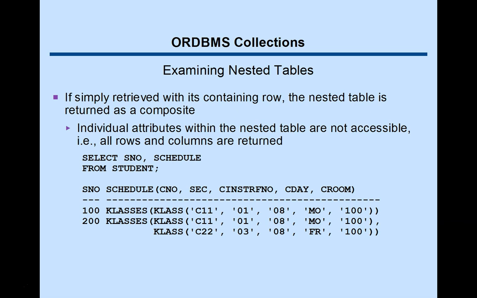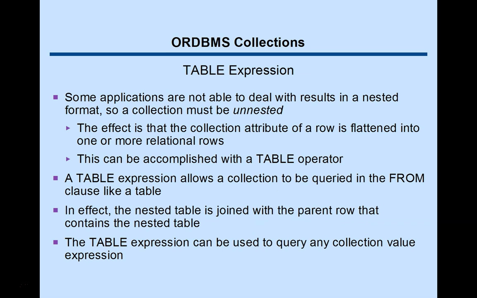What we need is some way to remove the individual elements. This is referred to as unnesting the table. We accomplish this by using something called a table expression, or the table operator. The table operator will accept as input the collection and effectively flatten it. So the collection will be flattened, or unnested, giving us the individual elements, which can then be accessed by most applications.